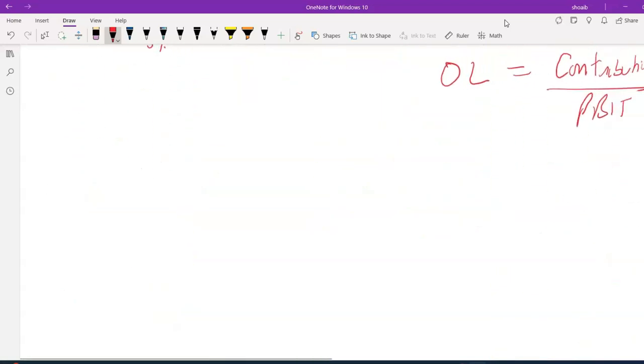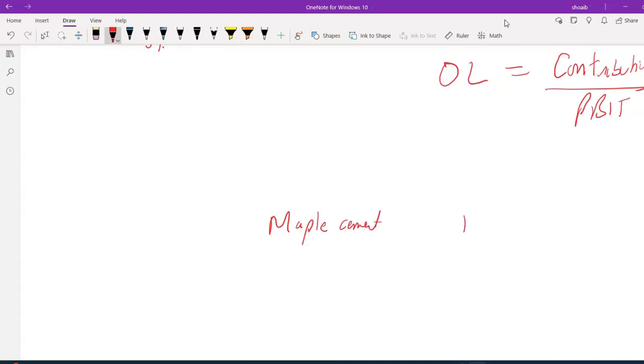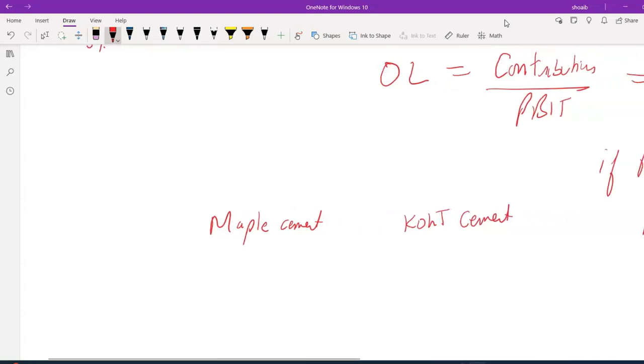So let me give you the practical example. Maple Leaf Cement. It's a cement company of Pakistan. And Kohat Cement. Okay, I bought a share of Maple Leaf and I didn't buy a share of Kohat Cement. हुआ क्या? So in last 3 months, Kohat Cement shares were rising. Kohat earnings were rising. Maple earnings, instead of rising, fell.